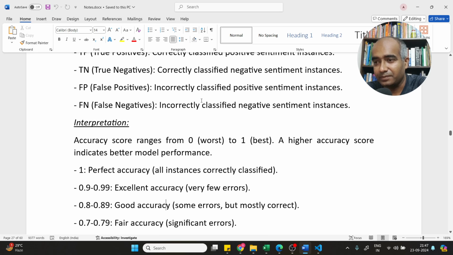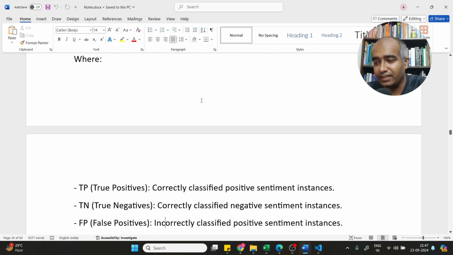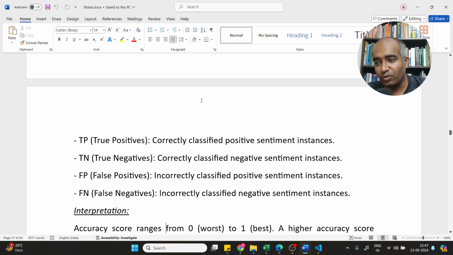Here you can see the details given. True positive means correctly classified positive sentiment instances. True negative means correctly classified negative sentiment instances. False positive means incorrectly classified positive sentiment instances. And false negative means incorrectly classified negative sentiment instances. I hope the things are clear to you now. Now you know the formula and you can understand it.